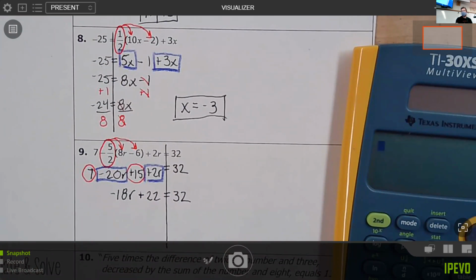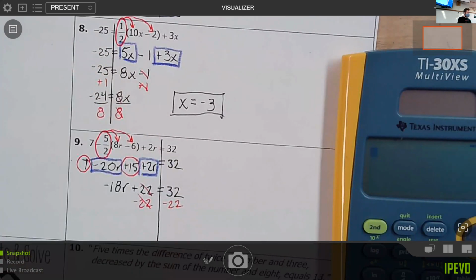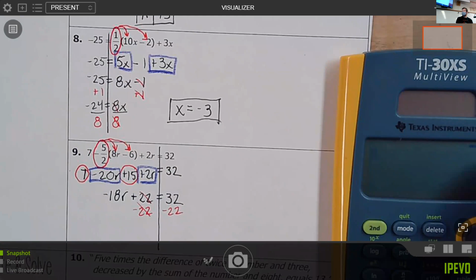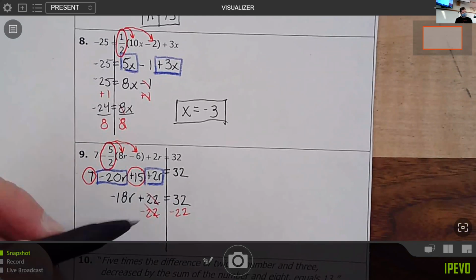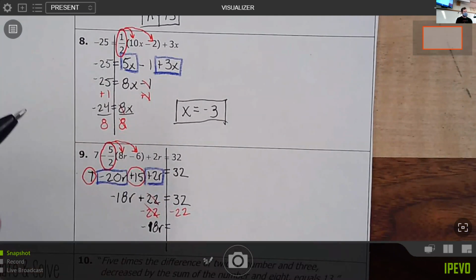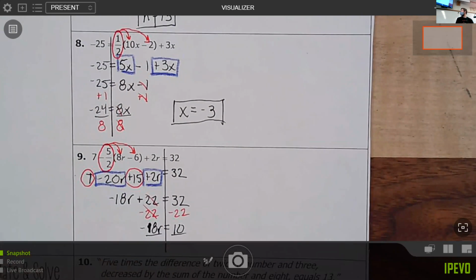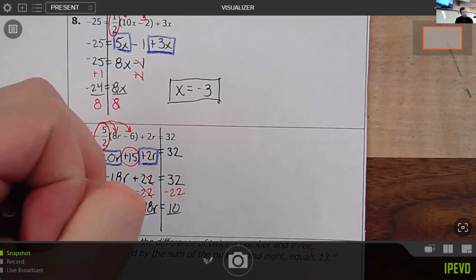From there, what's our next step? What is it? Subtract 22. I like it. By the way, the answer on this one is going to be a little bit different than what we're used to, and I'll show you in a second what I mean by that. 22's cancel out on the left. We still have a negative 18r over here. What's 32 minus 22? 10. All right. What's our last step? Divide by negative 18.